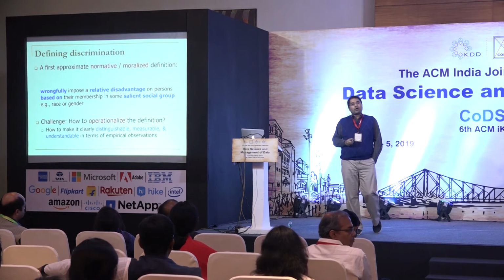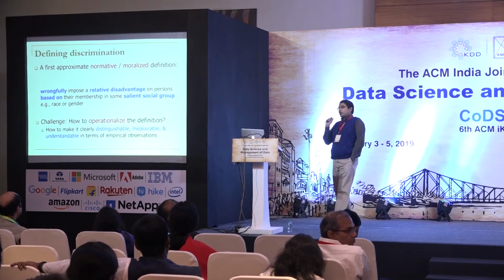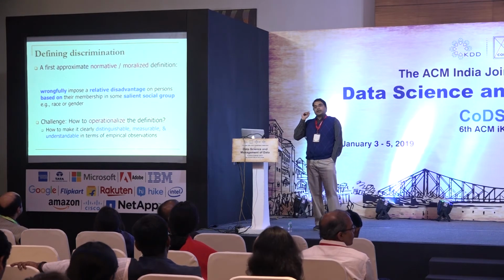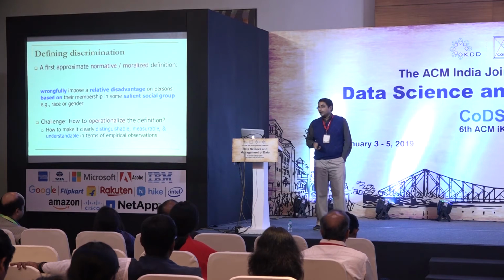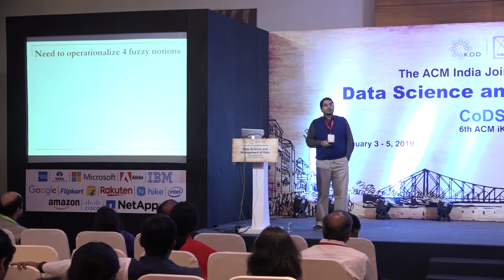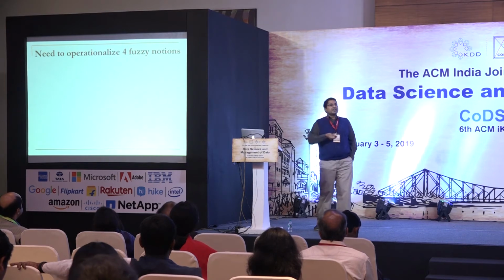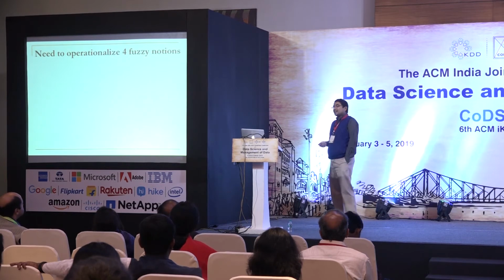Now, what do I mean by operationalization? This is a concept that is very important to understand. Operationalization is about how we make this definition clearly distinguishable, measurable and understandable in terms of empirical observations. What this means is that we have to operationalize 4 fuzzy notions in that definition. That definition is in English, and so different people might have different interpretations of the words in there.